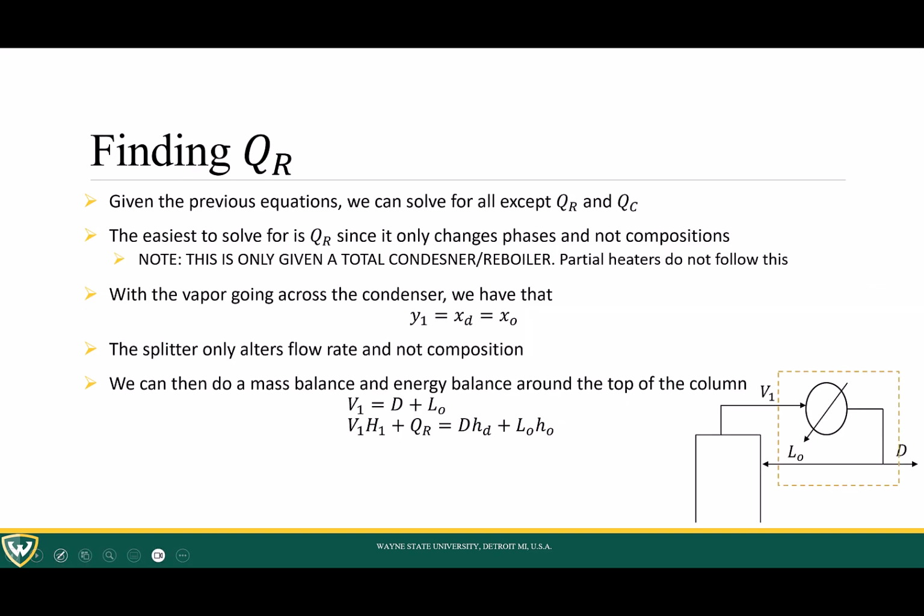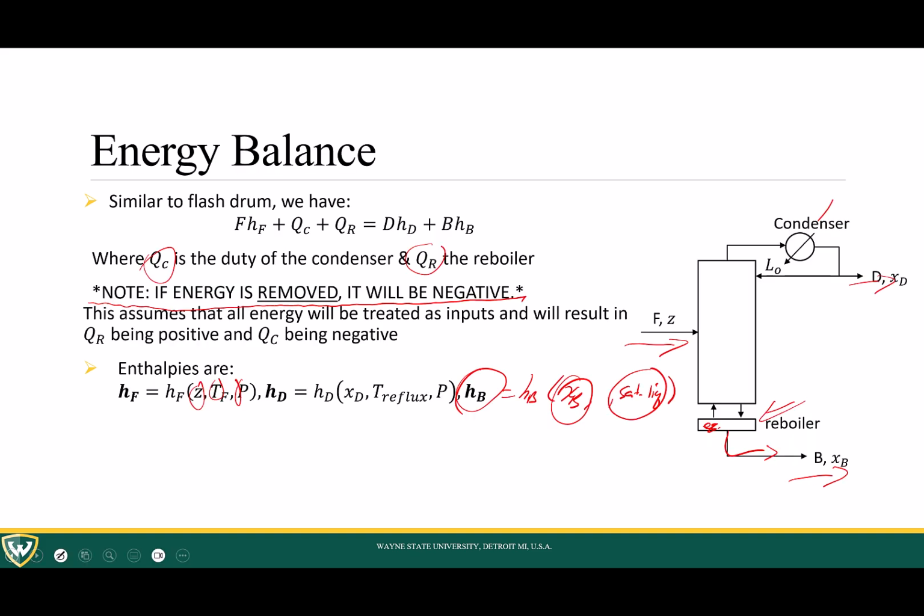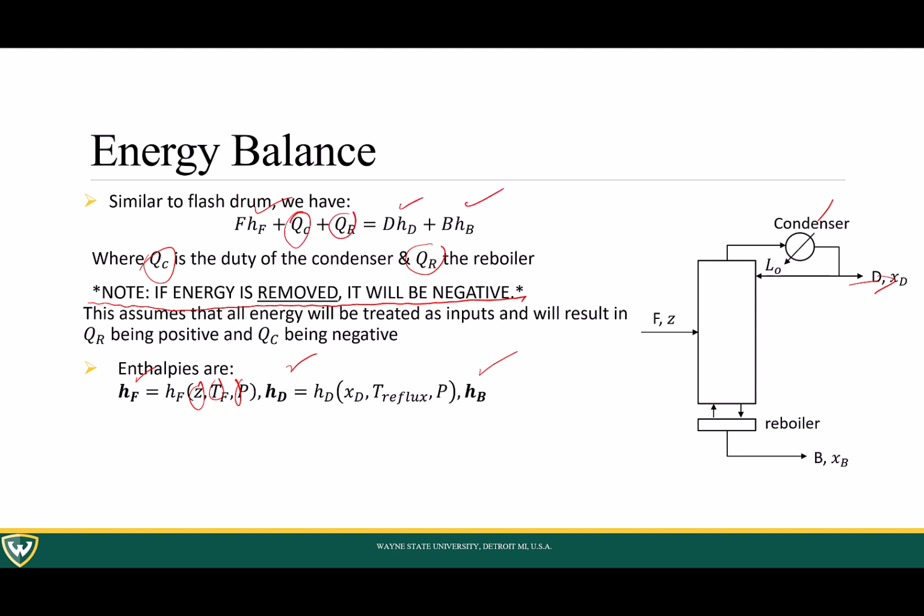Okay, moving on. So how to find Q over the reboiler. Let's go back here for a second. When we're looking at the energy equation, we'll have all the compositions. So we'll be able to find enthalpy of F, we'll be able to find enthalpy of D, distillate, and we'll be able to find our enthalpy of our bottoms. So we would have this, this, and this. So we would then need to figure out which one's the easiest to solve for. Is it our condenser or is it our reboiler?